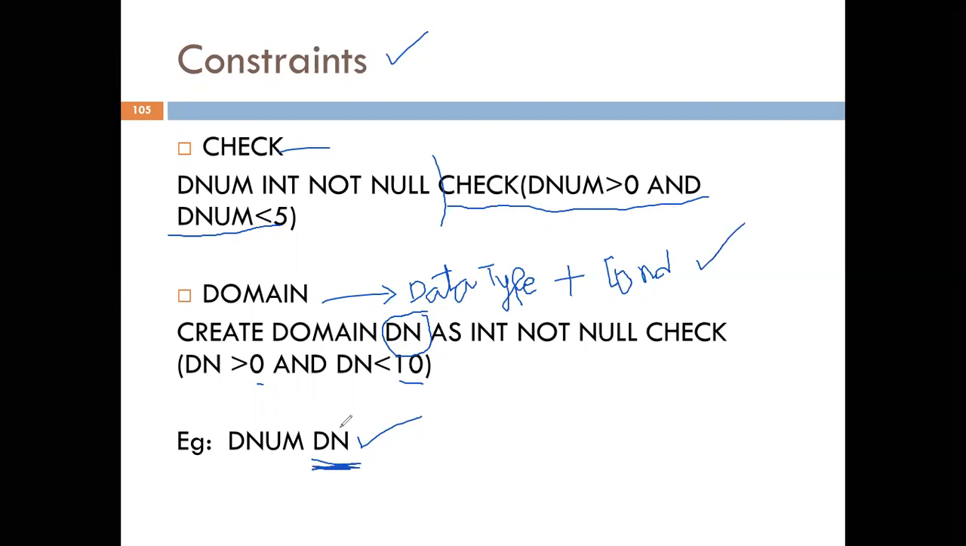If we are using this department number in 5 tables, we can create one domain and use it in all our tables. It is just like a user data type in normal programming languages. Department number, dn. So these are the two keywords using which we can specify the constraints on attribute values.